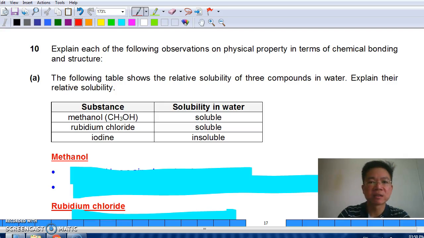Hello everyone, this is Chem Bonding tutorial question number 10. It's on solubility. Solubility in water, solubility of a substance in an organic solvent. So these are what we're going to consider.